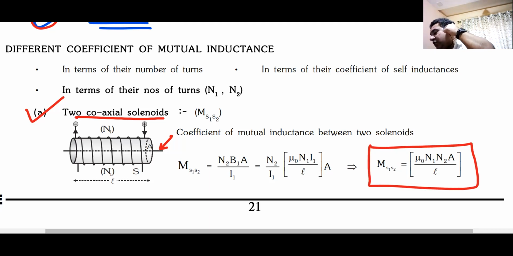It will be mu naught N1 N2 A by L. Remember this A and L. In this case, both the lengths are taken as same. This A is the area of the smaller coil and not the area of the larger coil. Do we understand this?